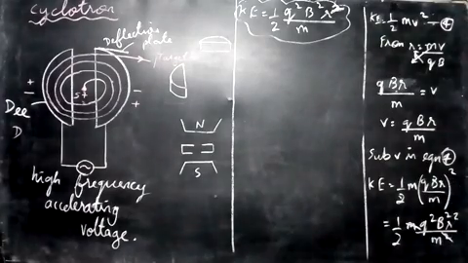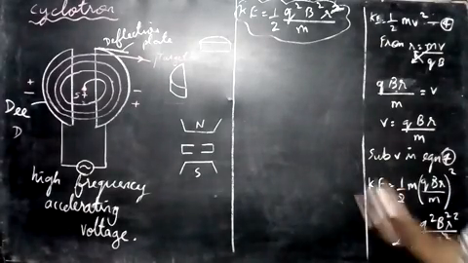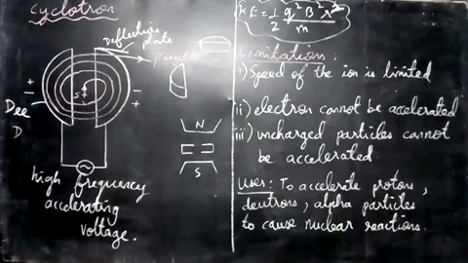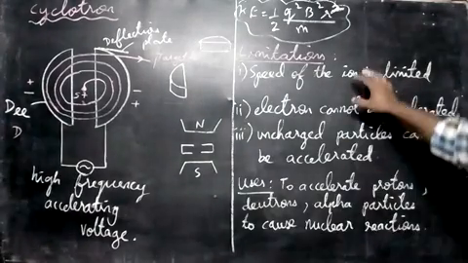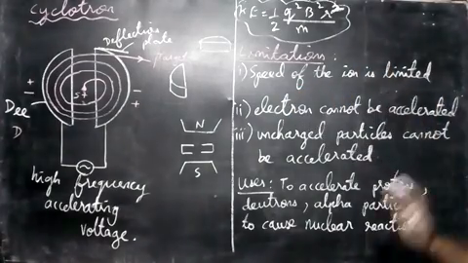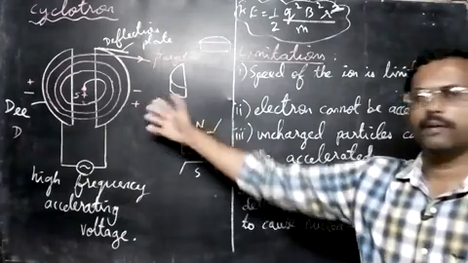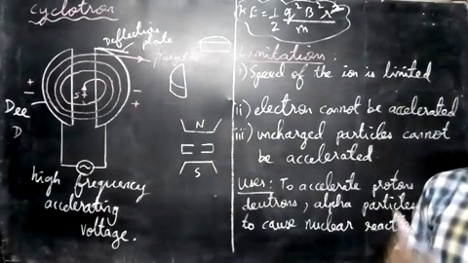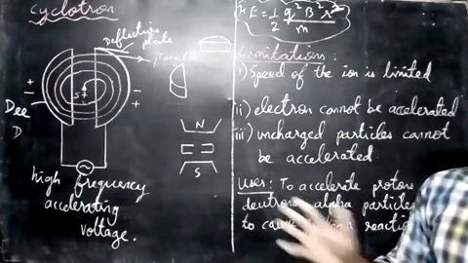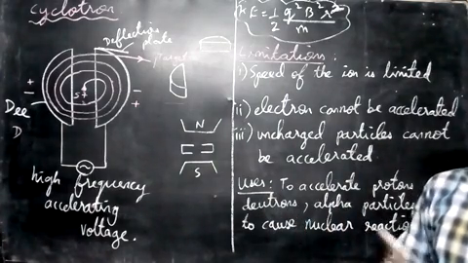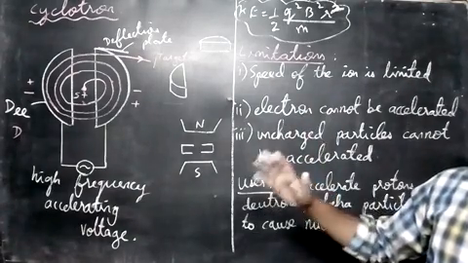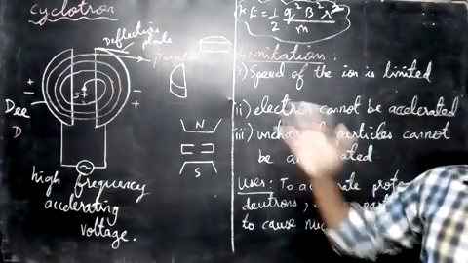Now let's see the limitations of the cyclotron. First one is the speed of the ion is limited. Why speed is limited is we can make a small size only. But now we have the Large Hadron Collider. It's a very big thing. It's in Geneva. It's around 4.2 kilometers. It's a type of cyclotron only. There are many other devices that are coming, but speed will be limited only. We can't give it very high speeds.